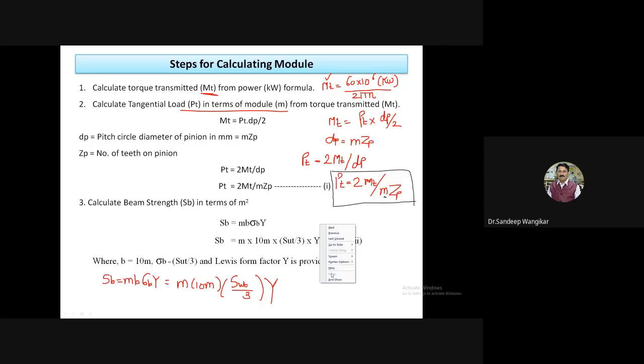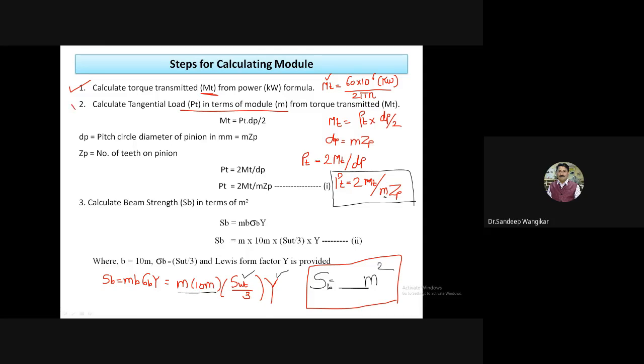If you see this equation, you can easily come to know that m into 10m will become 10m square. SUT some value is given, assume 600, so 600 divided by 3. And Y value for whatever number of teeth on pinion, assume 0.32. If you put the values of Y and SUT, then your equation will get converted, for your understanding, to SB is equal to some value into module square. This expresses your beam strength in terms of module square.